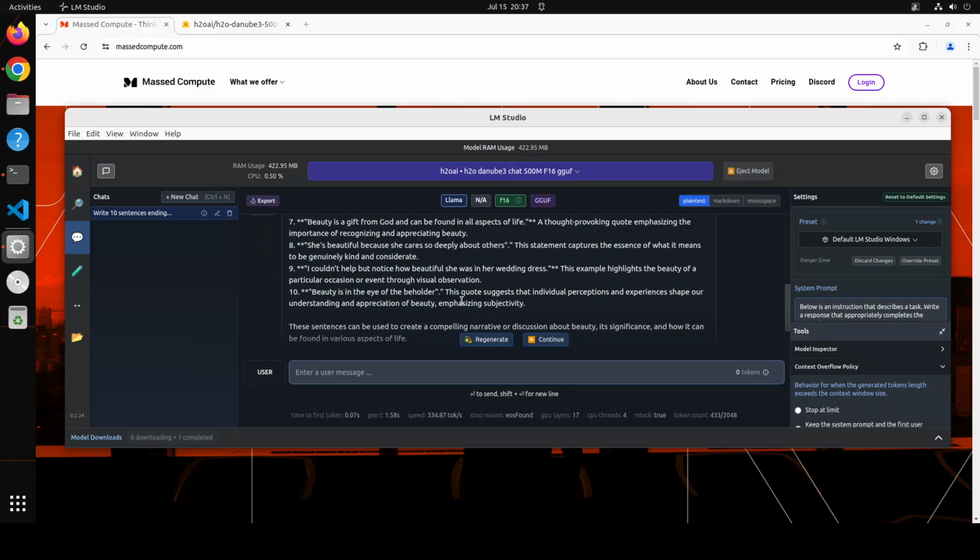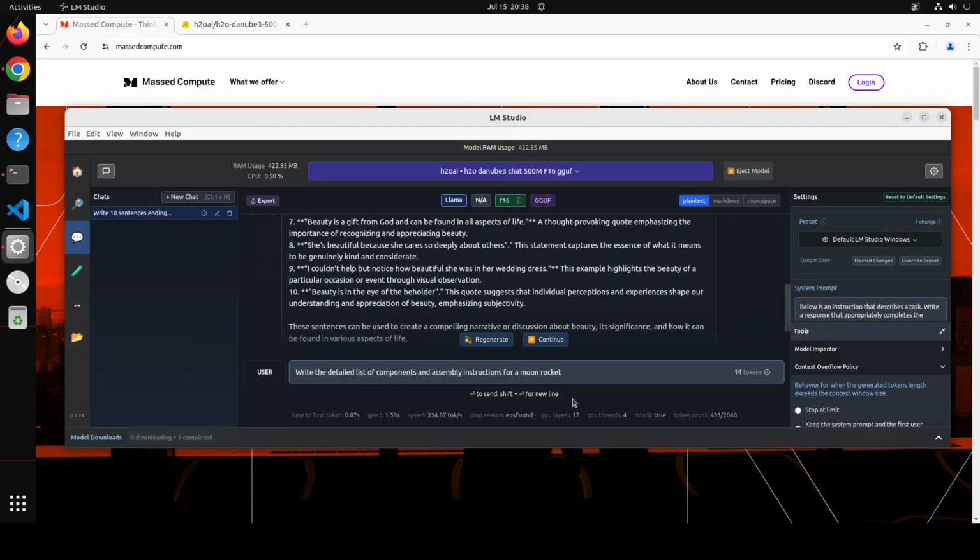So not that bad, given even huge larger models like 7 billion and over have failed to satisfy this test. But regardless of that, the prose looks quite good to me. For example, look at this number 7: Beauty is a gift from God and can be found in all aspects of life. And then it is also describing it like a thought-provoking quote, emphasizing the importance of recognizing and appreciating beauty, which is quite good. So it has come up with some quotes and it is also trying to explain those quotes. Okay, let's try out another one.